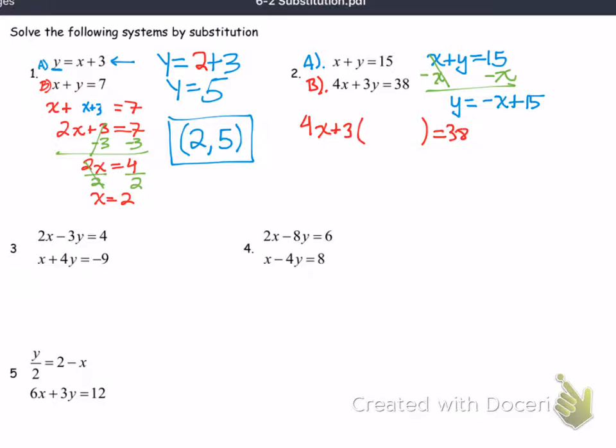And inside the parentheses, I'm going to plug in the y that I just solved for, negative x plus 15, and that's where it gets substituted from. I'll put an arrow there. And then go ahead now and solve for x. Why don't you pause for a sec, solve for x.